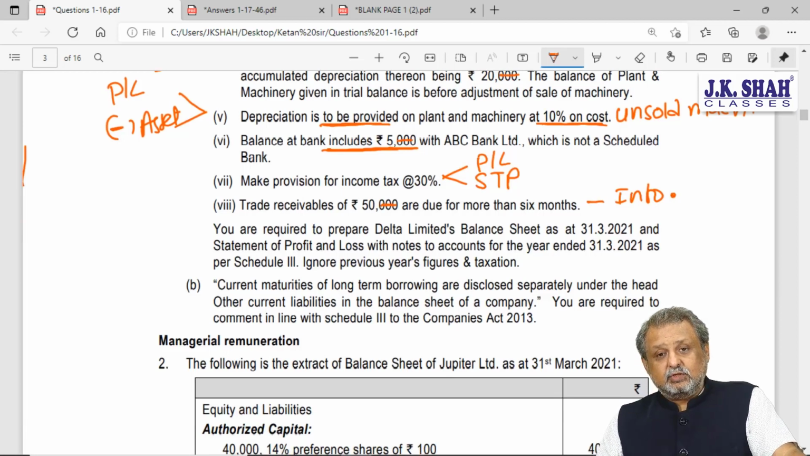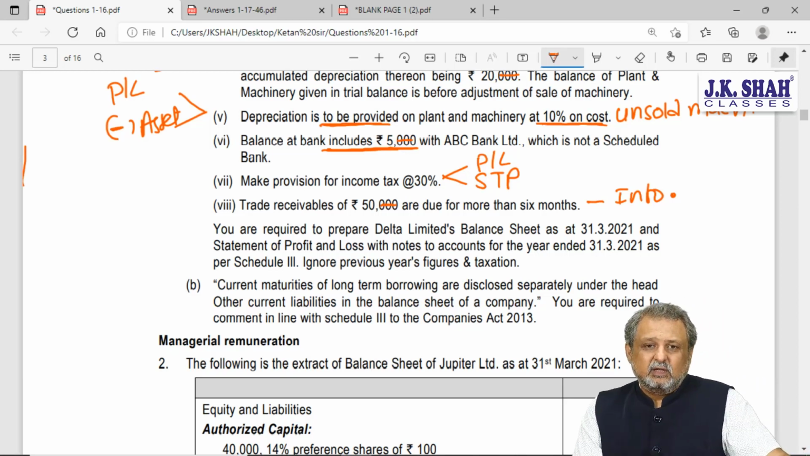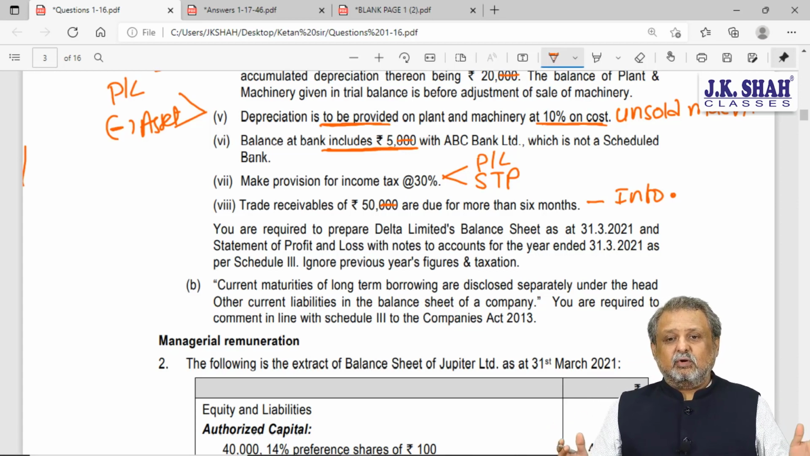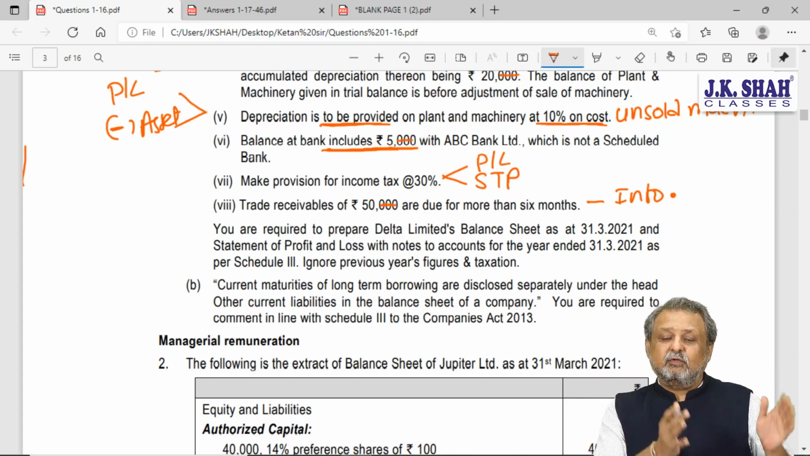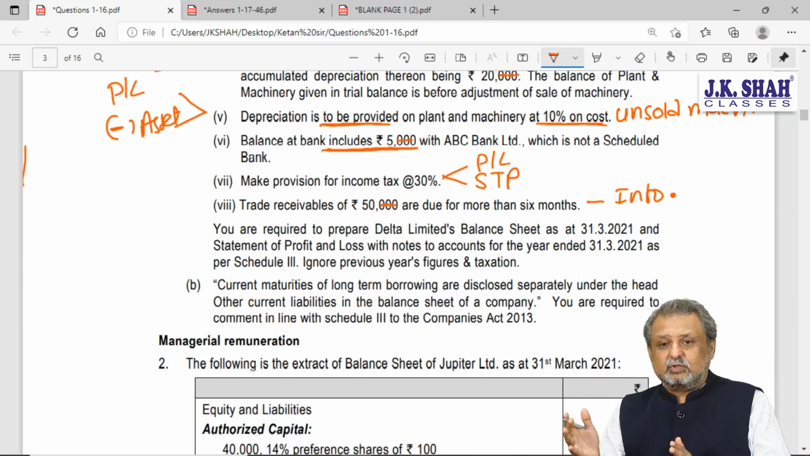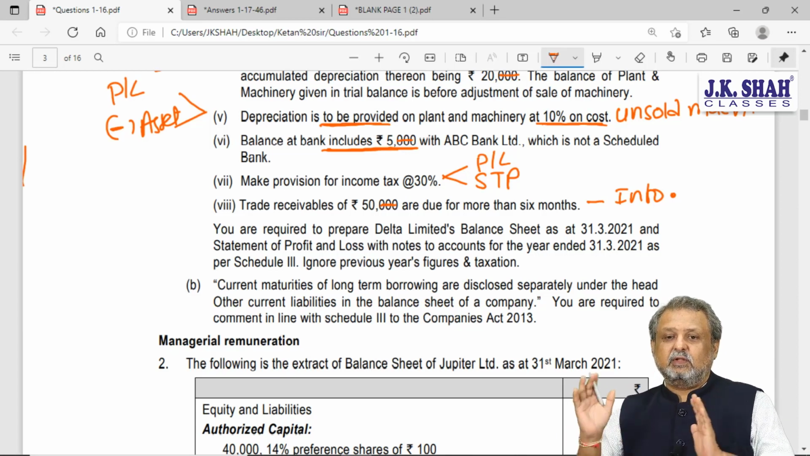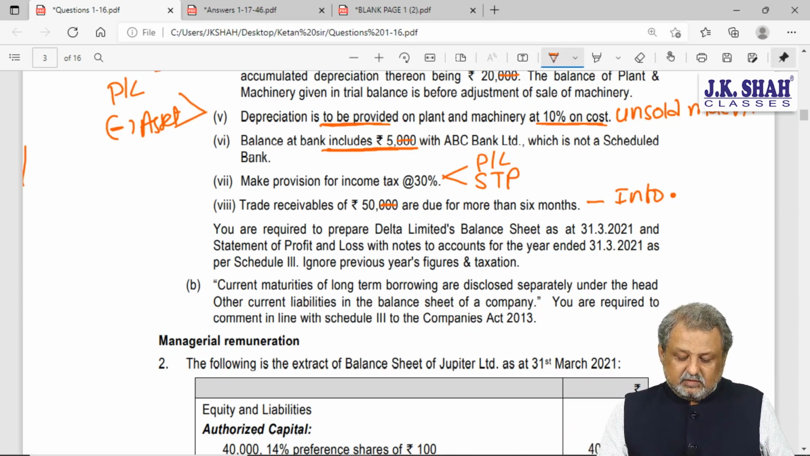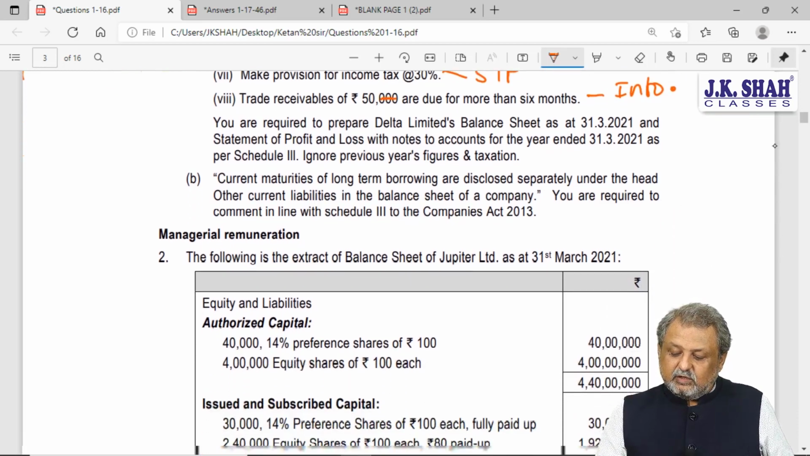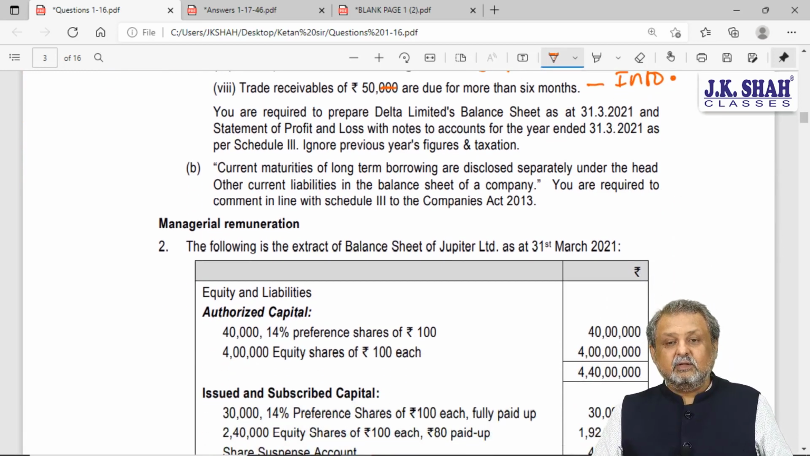Correct? So this is something that you will have to remember. Whenever you are having a combined question, trading, P&L and balance sheet, of course there is no trading account now, only P&L and balance sheet. This combined question, when you draw, it is advisable that you make the full format first, all the notes to accounts, and then keep on giving the effects. However, this is 99% similar to what we had in our classwork section.